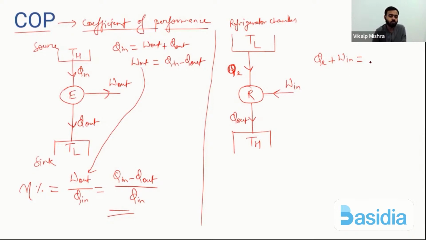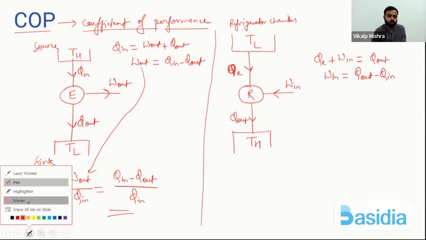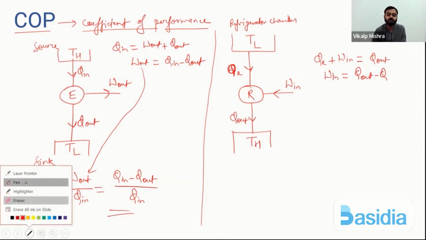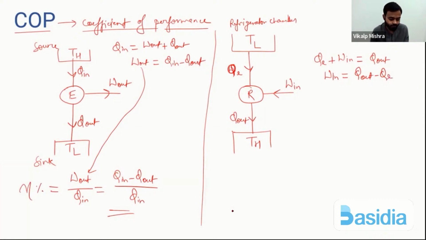QE plus WIN is equal to what? It will become Q out. So heat extracted plus work input, or we can say external work done on the refrigerator, both will add and become Q out. So from here we can write WIN equals to what? WIN is equal to Q out minus QE. E means extracted, heat extracted. So it is QE.